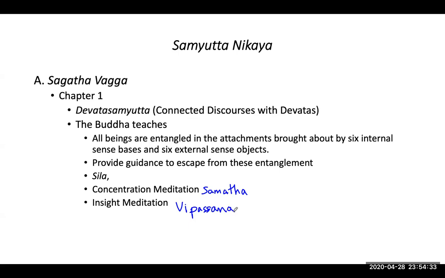So, because of the interaction between the six internal sense bases and the six external sense objects, humans have more defilement. How can you purify this defilement, this entanglement? How can humans escape from this entanglement? We need to cultivate sila, concentration meditation called samatha, and insight meditation, vipassana.